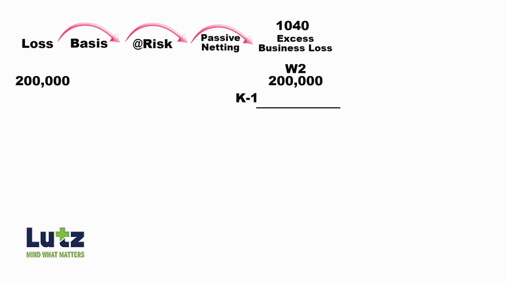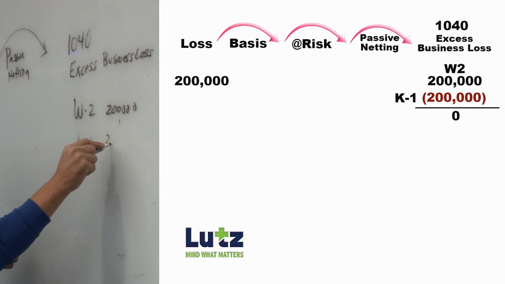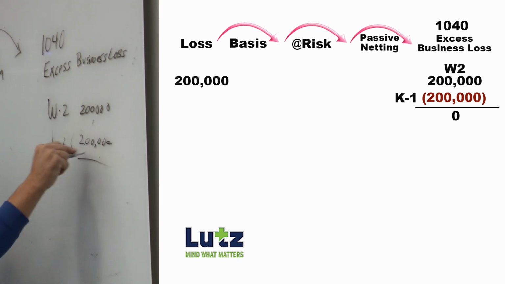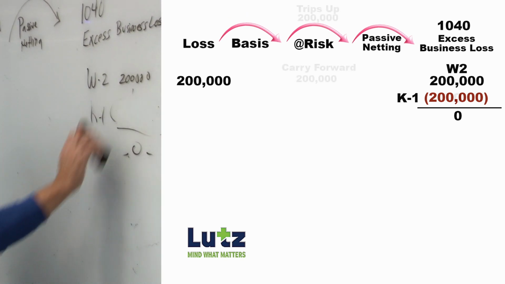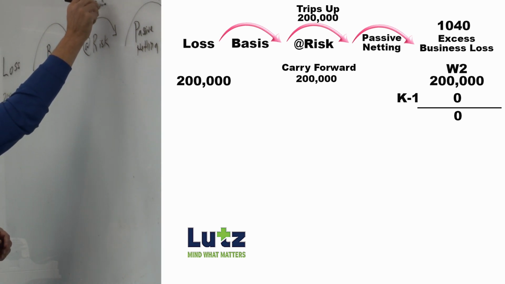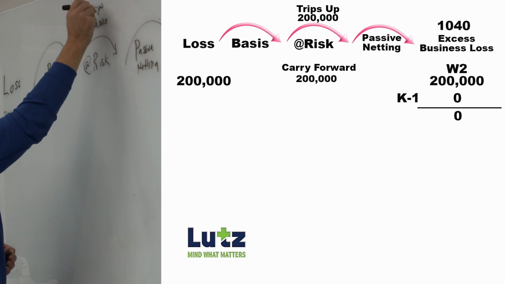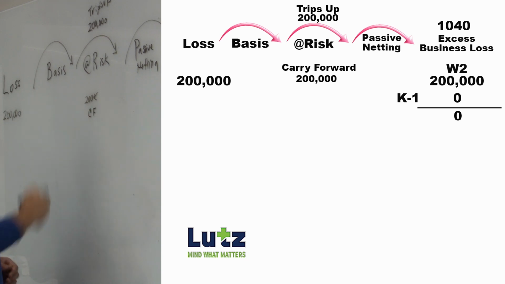So now you have this K-1, and you have to do a diagnosis of whether it jumps over all the hurdles. And if it successfully jumps over all the hurdles, then it makes it to the 1040, and you have zero taxable income. But if it doesn't jump all the hurdles, say it trips up at at-risk, the $200,000 is a carryforward to the next year.